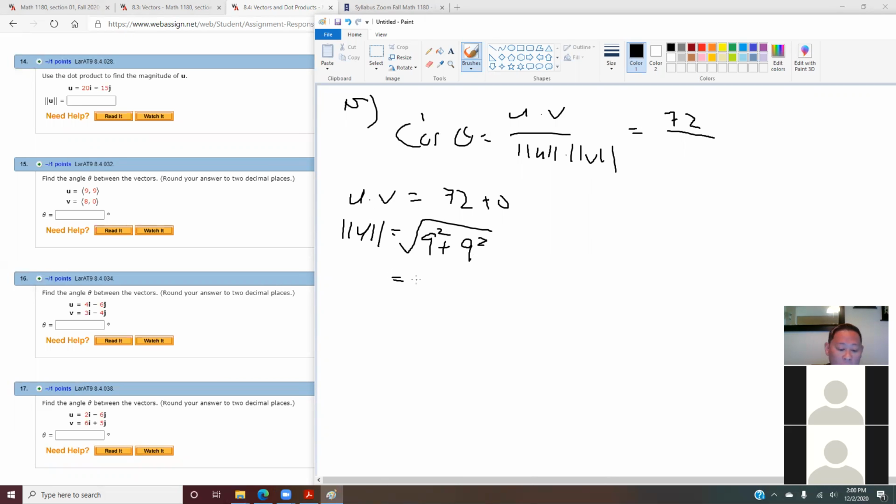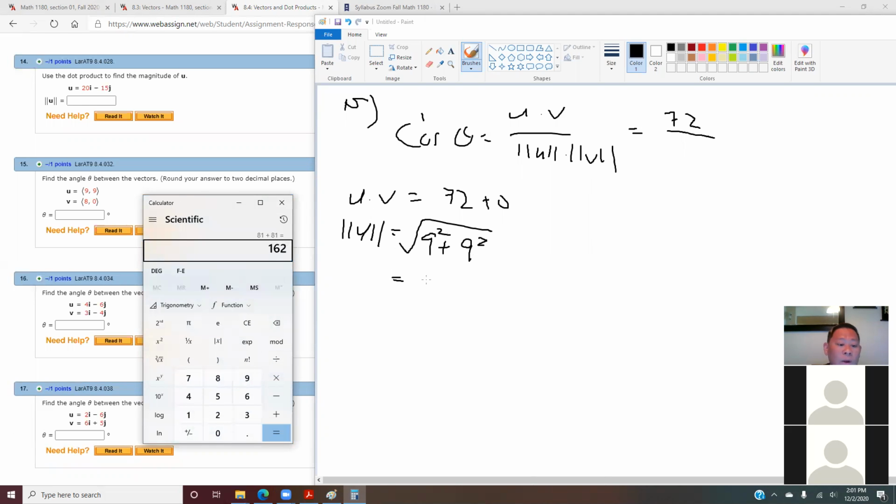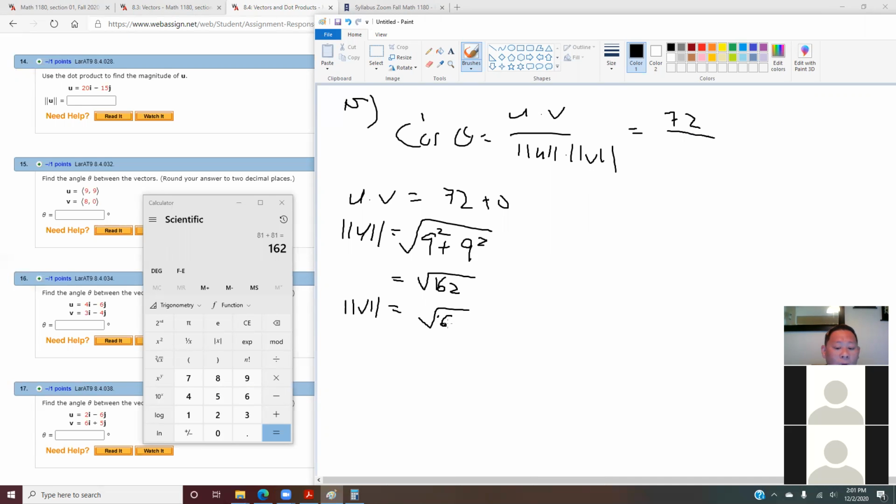That will give me 162. So leave it as the square root of 162. Don't do anything funny. Don't try to take out the perfect square that goes in there. Just leave it like that. And then v in this case is the square root of 64 plus 0, which is 8. So this one is going to be the square root of 162 times 64, because the magnitude of u is the square root of 162 and the magnitude of v is the square root of 64.